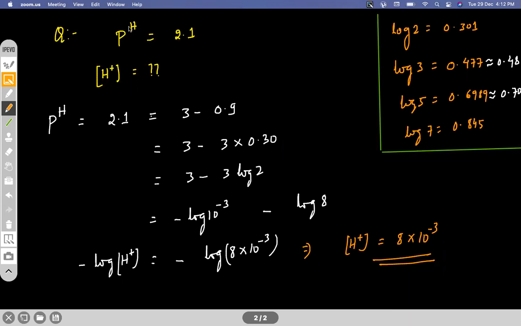Yes. So like this, you can solve. We can also write this as 2 plus 0.1, but we are not writing it as 2 plus 0.1 because we do not have 0.1 as any log value here.